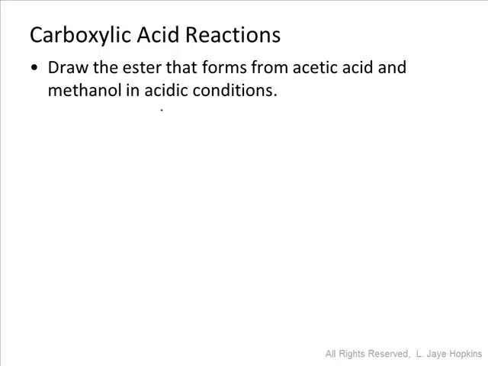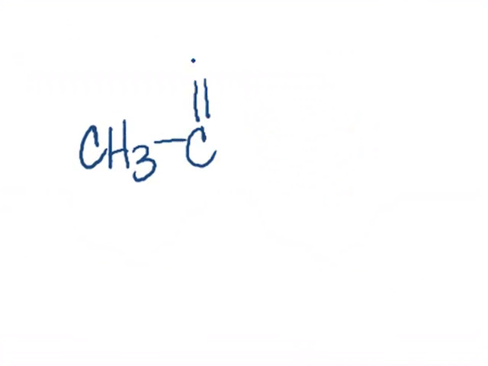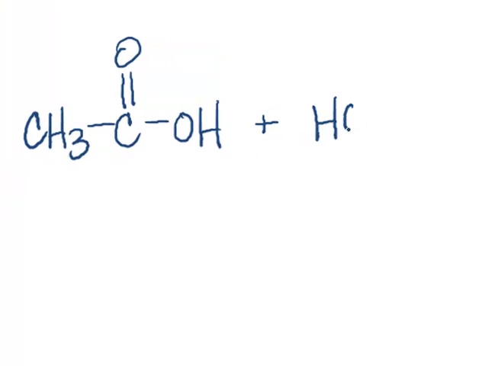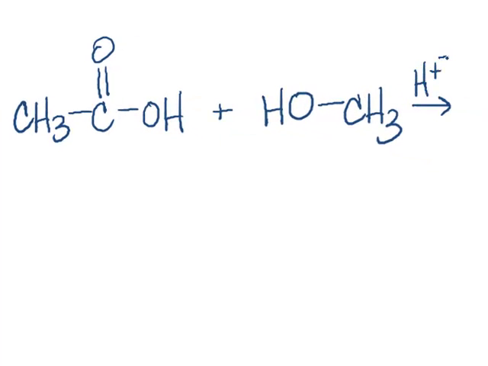To draw the structure of the ester, I'll start by drawing the structure of each reactant. Acetic acid contains two carbons as well as the carbonyl bond and OH group that makes it a carboxylic acid. This molecule is also referred to as ethanoic acid. It's then going to react with methanol, and to make it as easy as possible to see this reaction, I like to line up the OH groups right next to each other. For methanol, my OH group is connected to a carbon with 3 hydrogens. In the presence of acid, these two molecules will react to create a new ester.